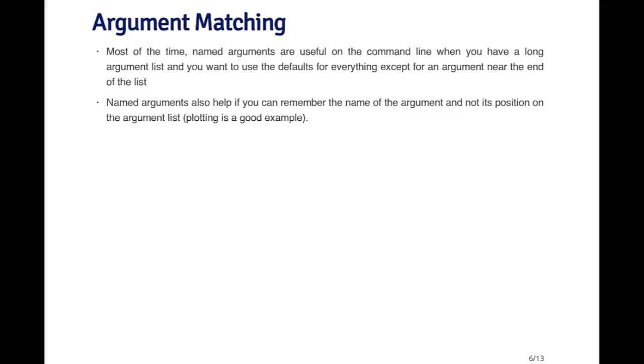Most of the time, named arguments are useful on the command line when you have a long argument list and you want to use the defaults for everything except for one of the arguments, which may be in the middle or near the end of the list. You usually can't remember exactly which argument it is, whether it's the 4th or the 6th or the 10th argument on the list. So you just call it by name, and that way you don't have to remember the order of the arguments. Another example where this comes in handy is plotting, because many of the plot functions have very long argument lists, all of which have default values, and you may only want to tweak one specific argument. So it's useful not to have to remember the order of that argument on the argument list.